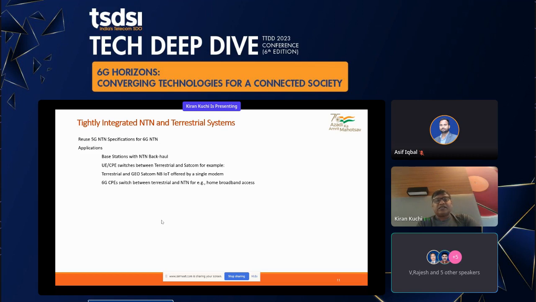A classical UE or CPE can switch between terrestrial and SATCOM mode. In fact, we have some experience building such systems for narrowband IoT. SATCOM and terrestrial are offered on a single chip. It's a reality today. Likewise, 6G class of CPEs can switch between terrestrial and NTN. For example, for home broadband access, this is quite possible.